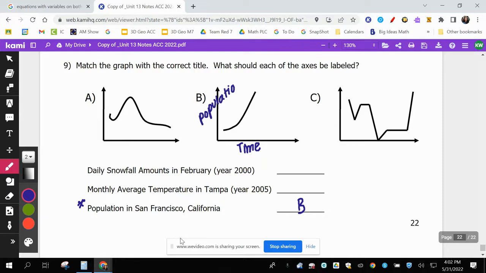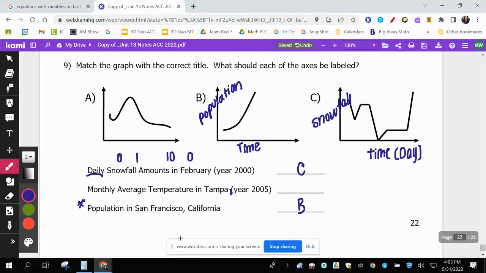Okay. So really we're debating between A and C for daily snowfall amounts in February and monthly average temperature in Tampa. So daily snowfall amounts. Some days could get 0 snowfall. Some days could get 1 inch of snowfall. Some days could get 10 inches of snowfall. Then you could be at 0 again. Which one of these just shows really choppy changes from day to day? The answer would be C. And I could label this as time, like by day, right? It's days, daily snowfall. And this would be snowfall for my y-axis.